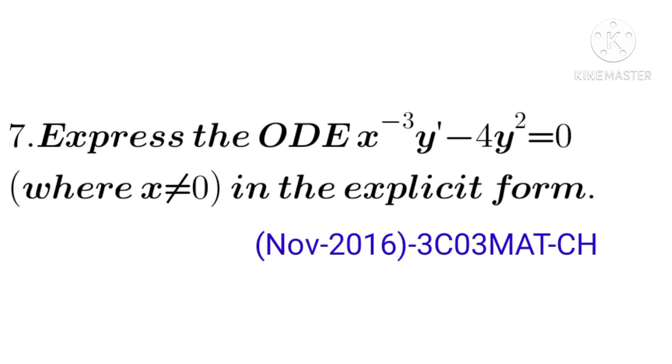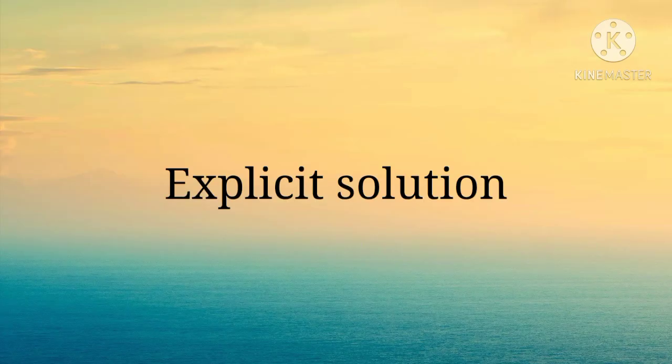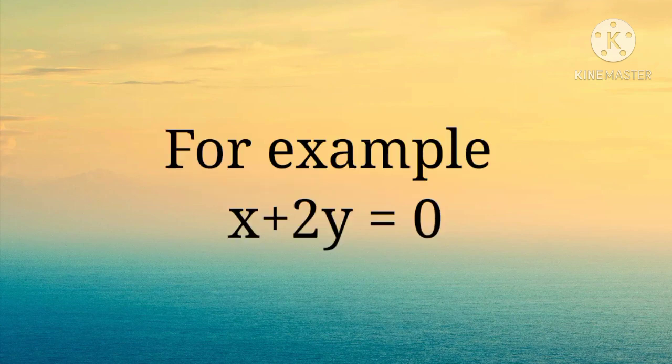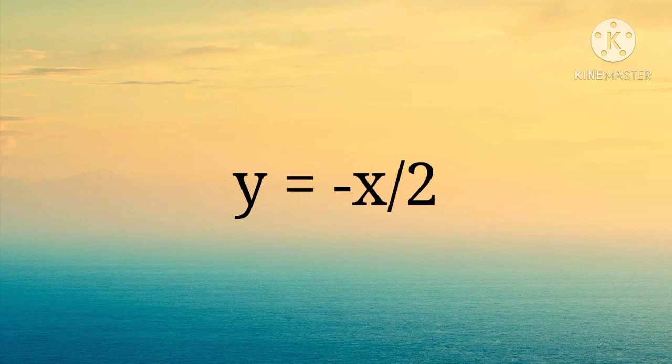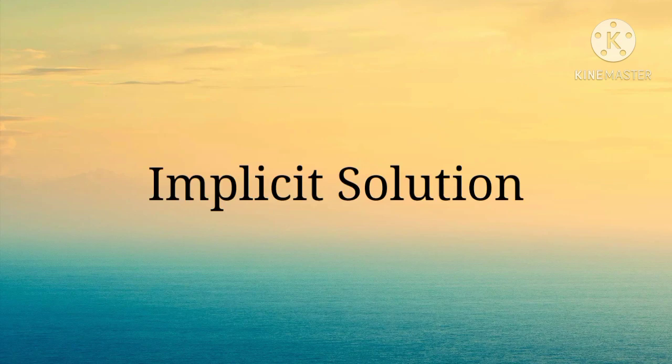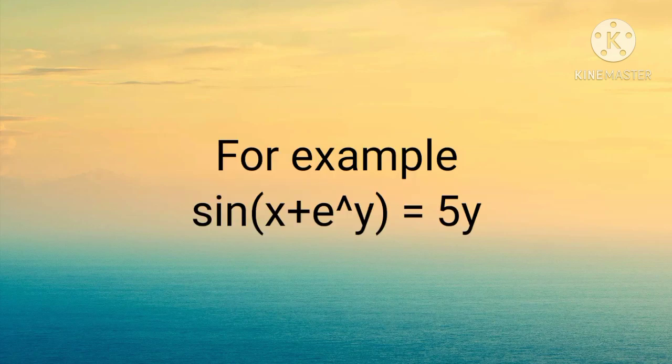Before going to this question, let's know what is explicit. An explicit solution is a solution where the dependent variable can be separated. For example, x plus 2y equal to 0 is explicit because if y is dependent, I can write it as y is equal to minus x by 2, and y has been separated. And implicit means when the dependent variable cannot be separated. For example, sine of x plus e raised to y is equal to 5y.